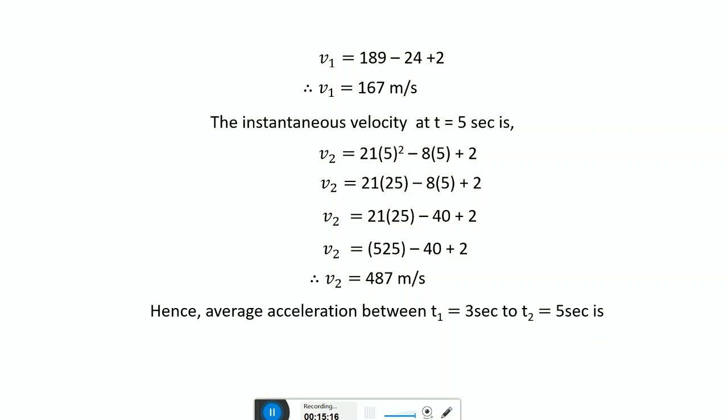and v2. Therefore, average acceleration between t1 is equal to 3 seconds and t2 is equal to 5 seconds is v2 minus v1 by t2 minus t1. Putting value of v1, v2, t1 and t2, we get average acceleration is equal to 487 minus 167 by 5 minus 3, which is equal to 320 by 2 or 160 meter per second square.